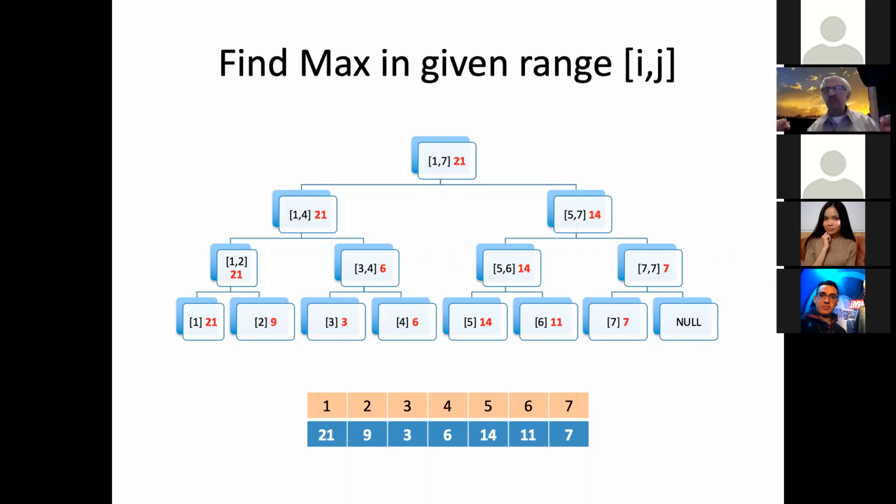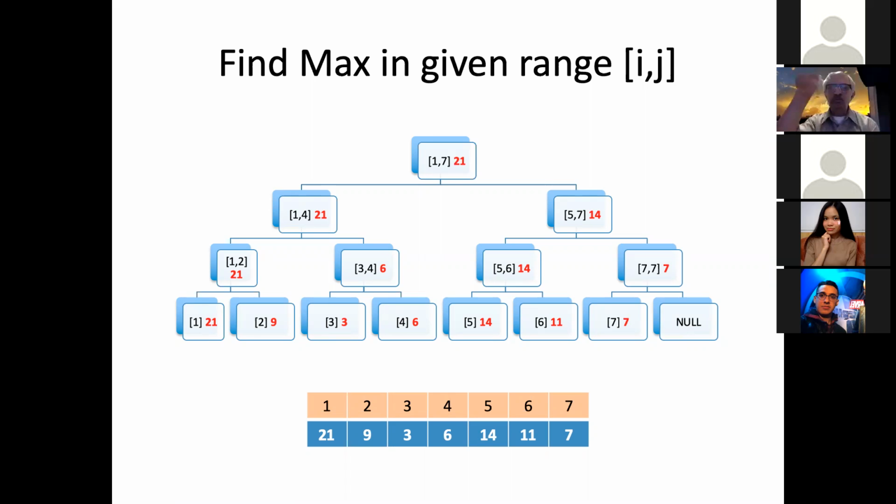Now we have two separate ranges. One you will search on the left side, and one you will search on the right side. You'll find the largest in each one of them and then put it all together at the end. Now 2 through 4, you're going to search in the left subtree. 5 through 5, you're going to search on the right subtree. Let's focus on one of them because they're similar.